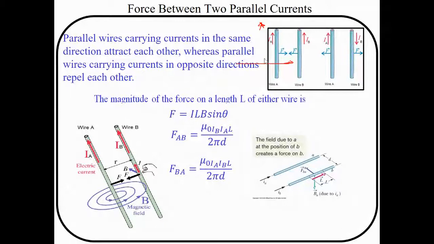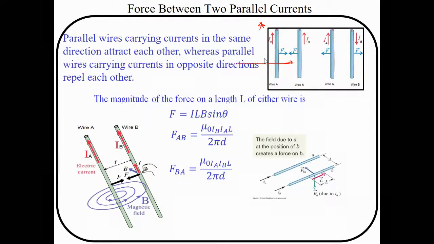Whenever the current flows in the same direction in two parallel wires, there will be a force of attraction. Likewise, if you have two parallel wires but the direction of the current is opposite to each other, there will be a force of repulsion. This is a theoretical question, so please keep this information in mind: same direction gives attraction, opposite directions give repulsion.